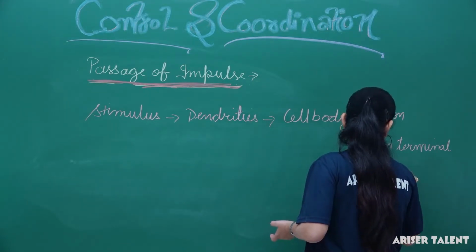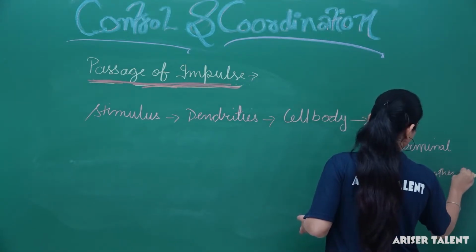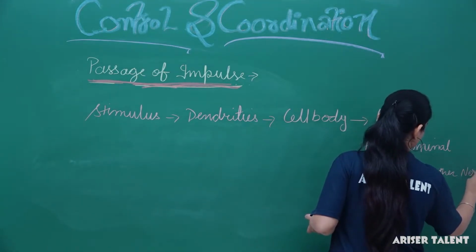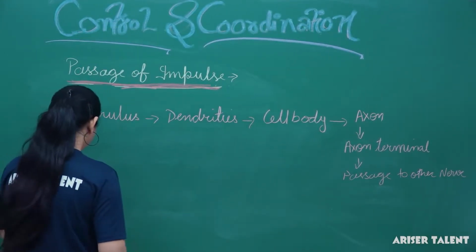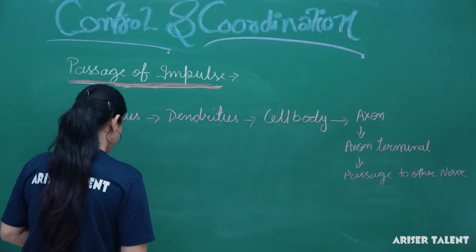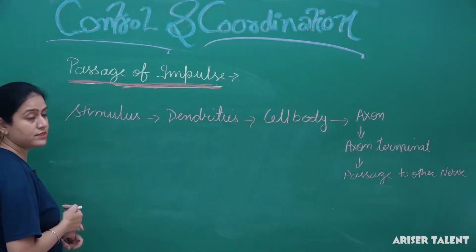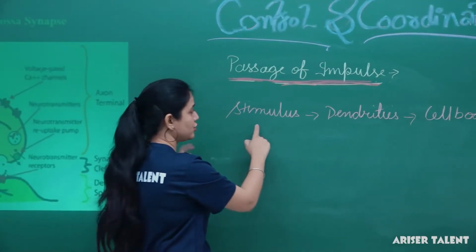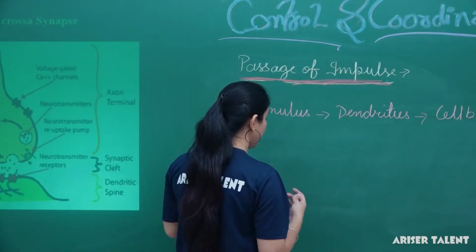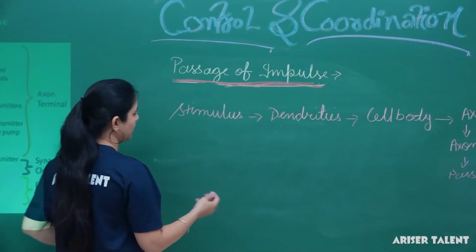Passes to other nerve by the help of dendrite again. Okay, now let me explain you the whole process. These dendrites are known as receptors also, because they are receiving the stimulation. Okay, they are receiving some stimuli. So when they receive it, then they pass it to the cell body.